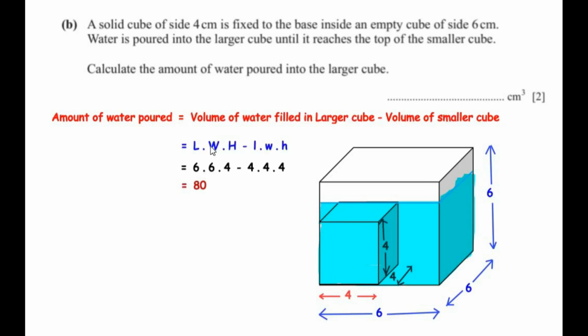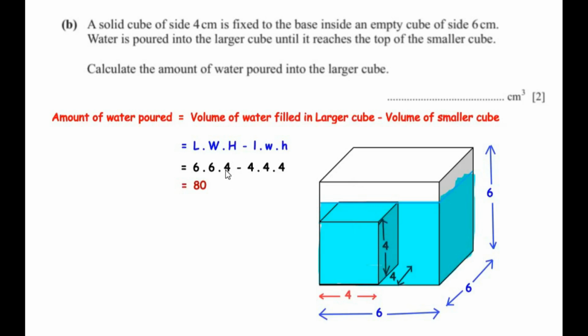Now for the larger cube we have taken the capitals, that is length times width times height, minus for the smaller cube we have taken length times width times height. So the formula for volume of cubes will be same, but their values are different. Here the length of the larger cube is going to be 6. So we have written 6 times the width is going to be 6 times the height. So we have to take the height till which the water is being filled up. Here it's clearly mentioned that the water is filled up till the top of the smaller cube and the height of the smaller cube is 4.